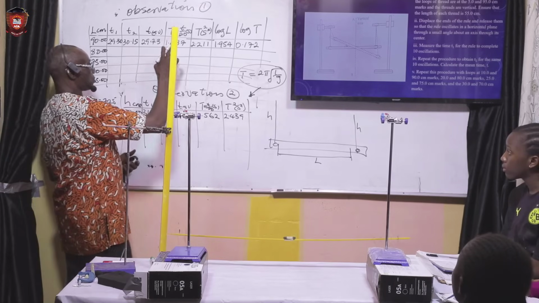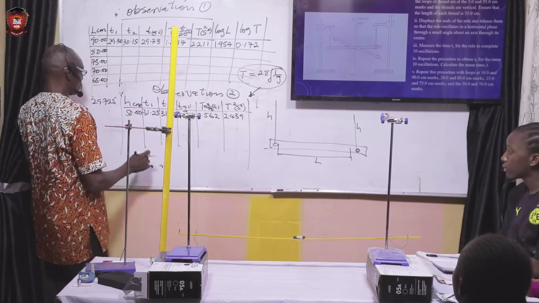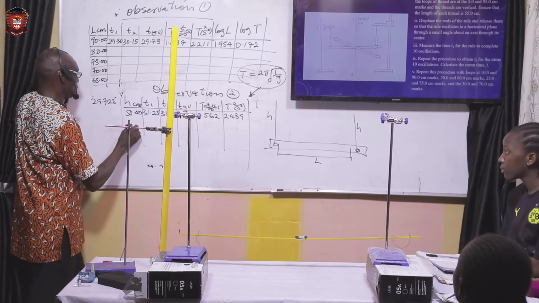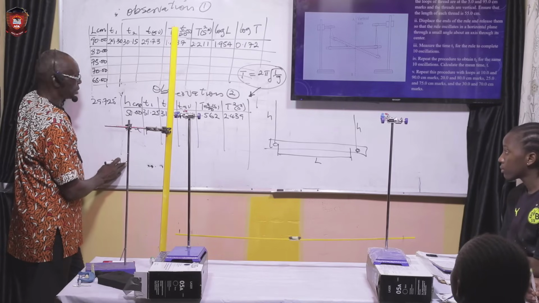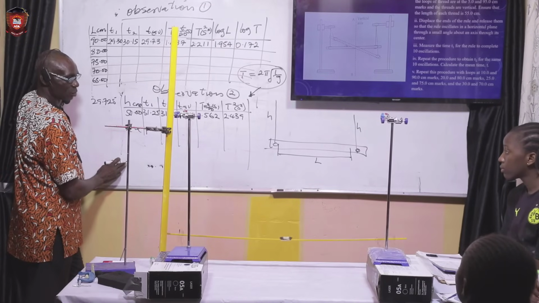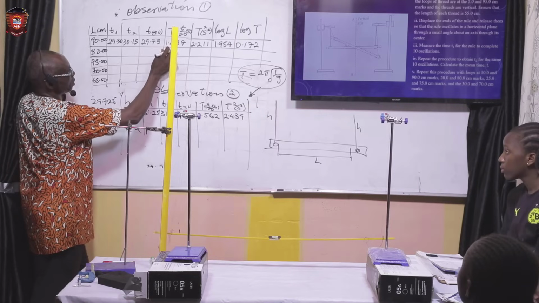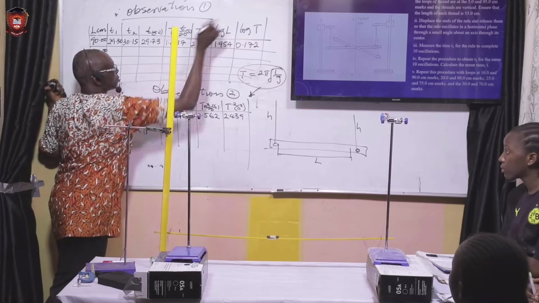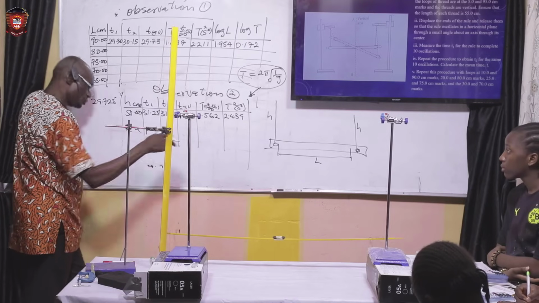But if this observation 2 is used in the exam, it means you are expected to plot the graph of L against T squared. L against T squared for this. But for this, you are expected to plot log L against log T, to give you the same principle.